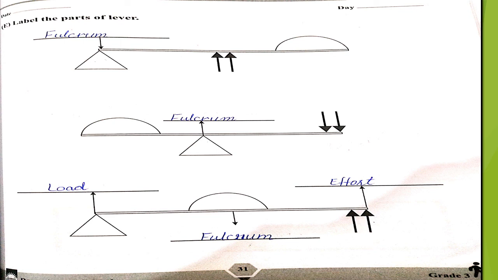Workbook page number 31, and you have to label the parts of the lever. As you can see, there are 3 examples of lever and you have to find out the parts. In the first image, the first part is fulcrum. As you can see, there is a dash and you have to write fulcrum in the given space. The next is also fulcrum, because with the help of fulcrum you can move the lever up and down.